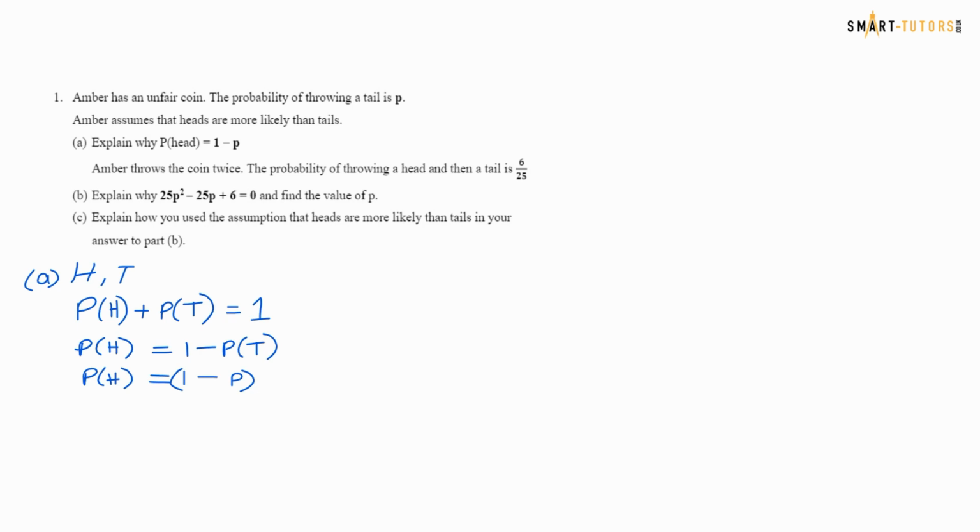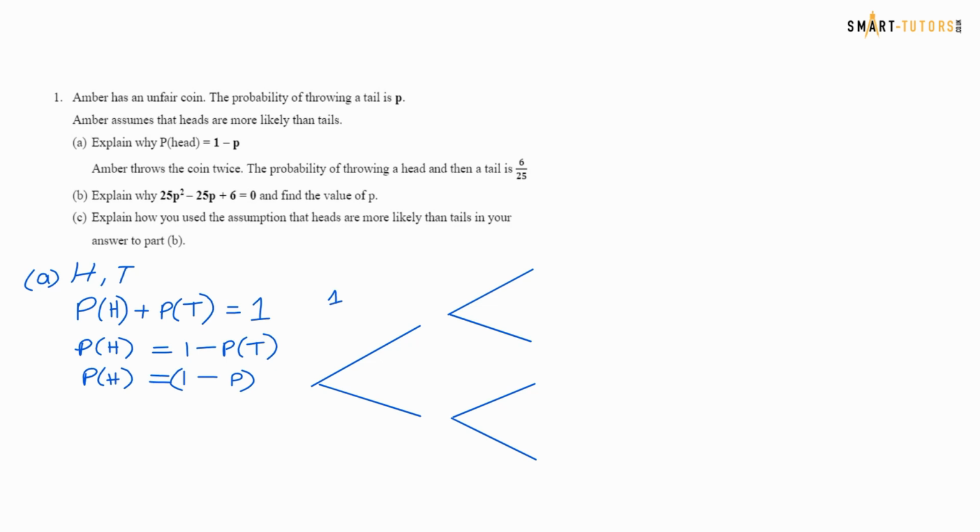Part B, Amber throws the coin twice. The probability of throwing a head and then a tail is 6 upon 25. Explain why 25p squared minus 25p plus 6 equals 0 and find the value of p. First of all, let me quickly show you the trick and quickest way to do this one. Many people struggle on this algebra, but I will explain in a way you can do this one very quickly. You don't need to fill up everything. Let's look at this one, right?